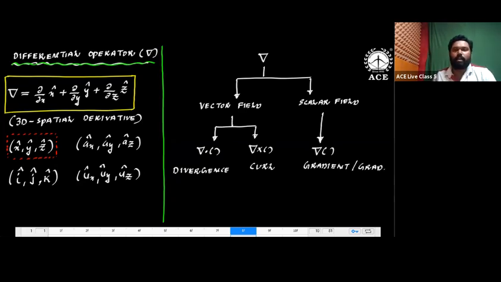Okay, let us take one by one. Fine, let us start with the divergence here. I'm going to turn the page. The divergence of a vector field.